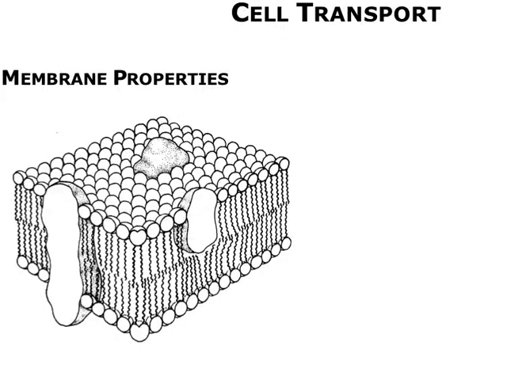The definition of the cell membrane, what its function is in essence, is to allow materials into and out of the cell. And it is a selectively permeable membrane. Now, it's selectively permeable because of its structure.